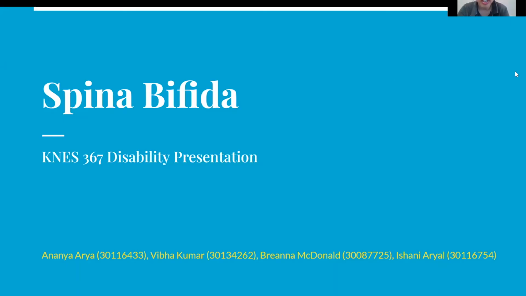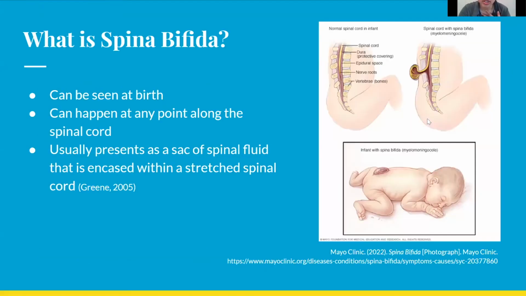Hi everyone. Today for our project, we'll be focusing on spina bifida. Now, just to give a quick overview of what this is, spina bifida is a type of neural tube defect in which there's a failure to fully form the neural tube to varying degrees.